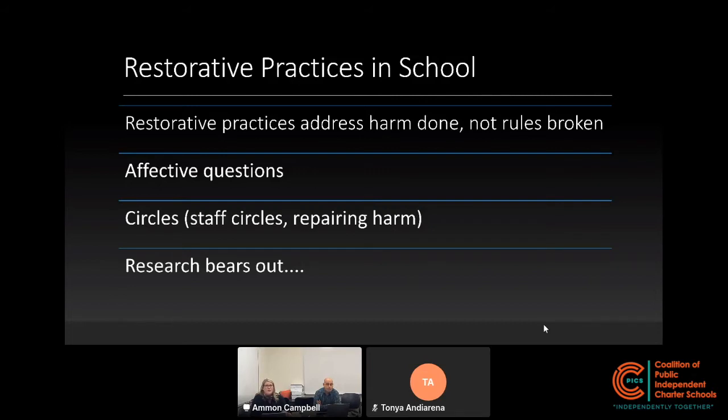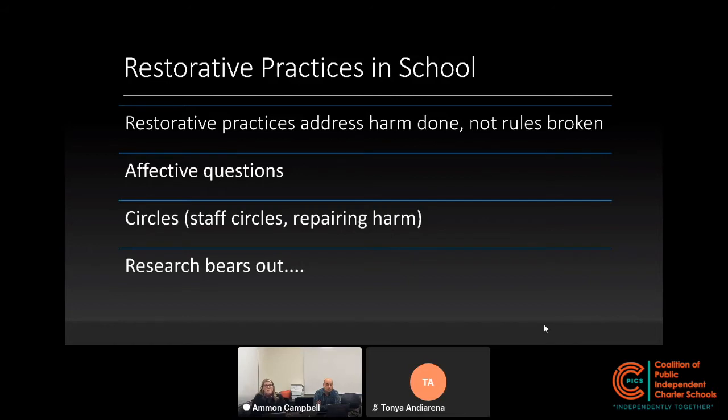There are some key questions that we ask. For our team, we have little cards that we can hand out. Our recess duties have them, with questions such as: what happened? What were you thinking at the time? A lot of times they are not thinking, and we're fine with students saying I wasn't thinking. We want them to acknowledge that. What have you thought about since, if this is something that's happened? And what do you think you need to do to make things right?